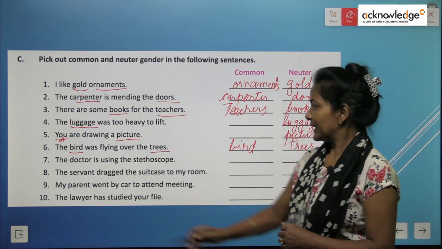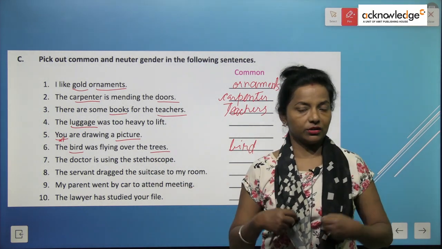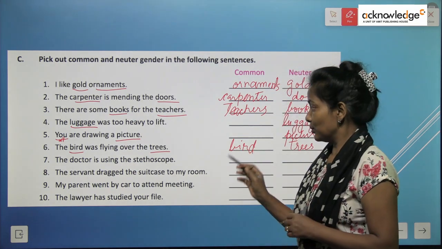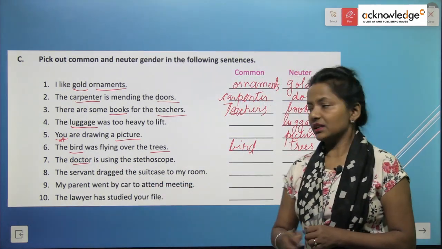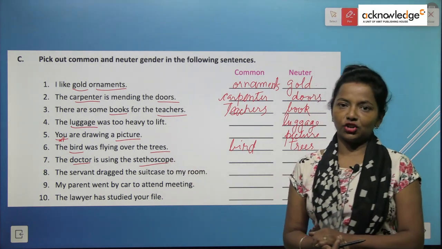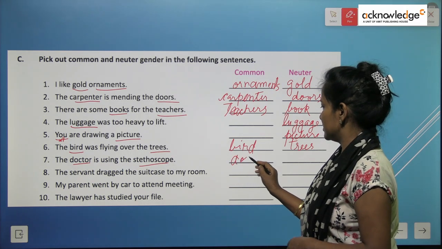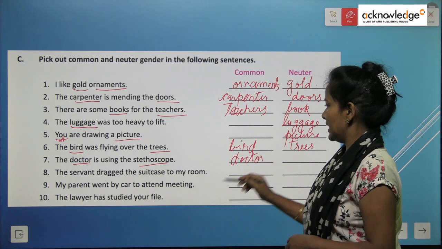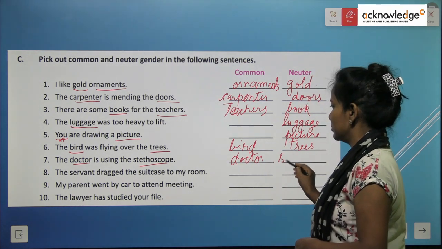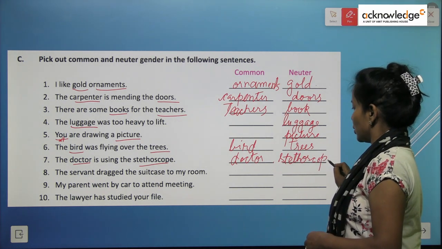Trees. Okay. The doctor is using the stethoscope. You know what's a stethoscope? The thing doctors wear around their neck, and they check your heartbeats with it. So the doctor is also a noun and stethoscope is also a noun. It's a thing. So doctor can be male or a female. So doctor is a common gender. And stethoscope, it's a non-living thing. So stethoscope is neuter gender.